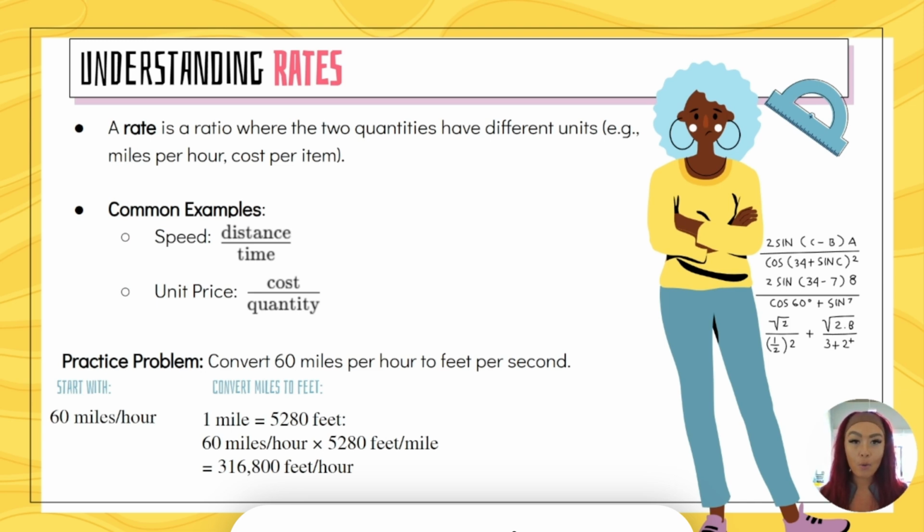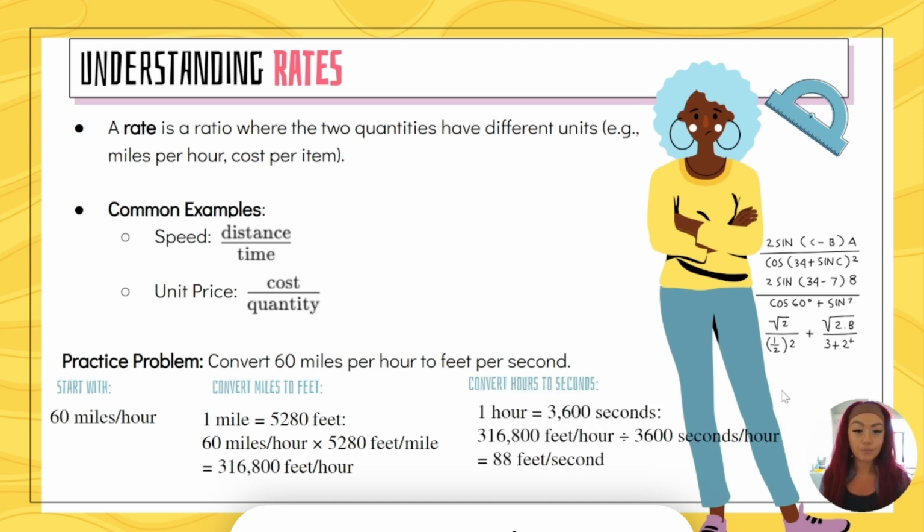So we'll do 60 miles per hour times 5,280 feet per mile, which equals 316,800 feet per hour. So now we have feet per hour, and we need feet per second. So 1 hour is equal to 3,600 seconds. Again, this is something that they'll give you on the SAT. We'll do the conversion by doing 316,800 feet per hour divided by 3,600 seconds per hour, which gives us 88 feet per second.